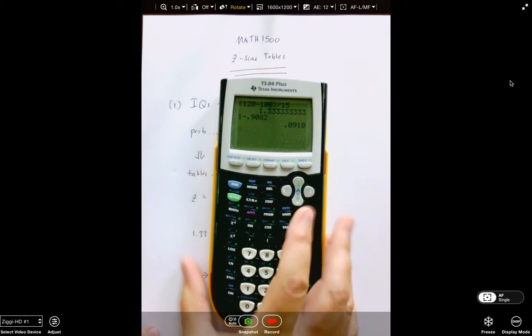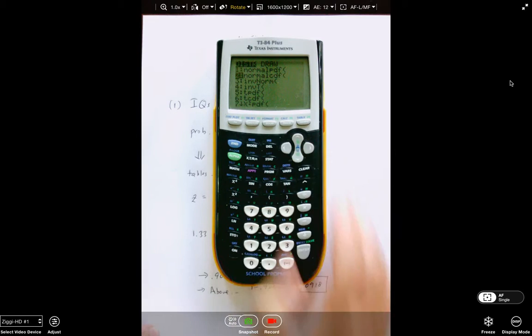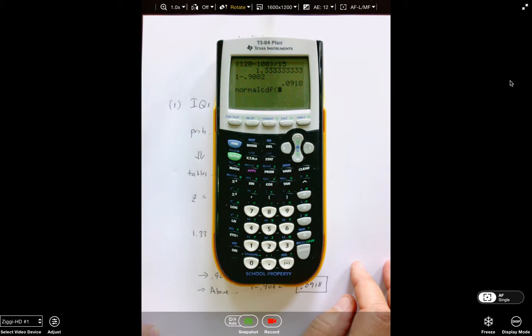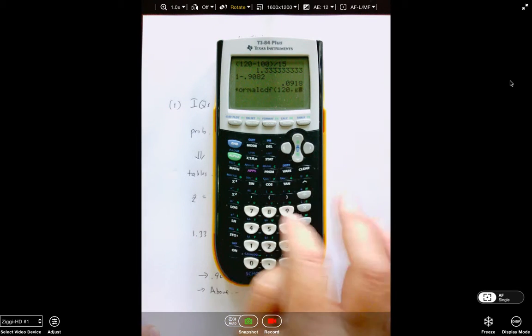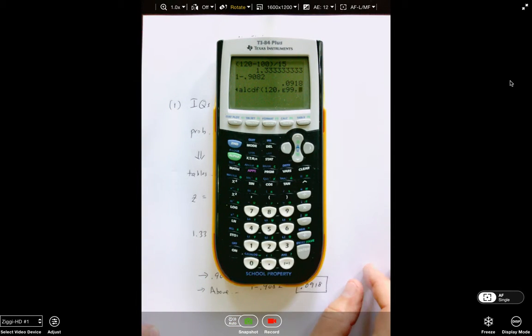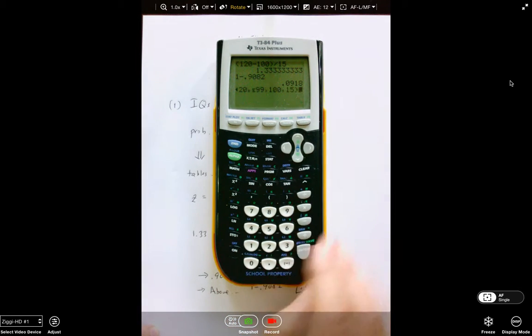How would I have done that with a calculator? Normal CDF. I want above 120, so I'm going to go from 120 up to E99. Put in the mean of 100, standard deviation 15, and I am done.